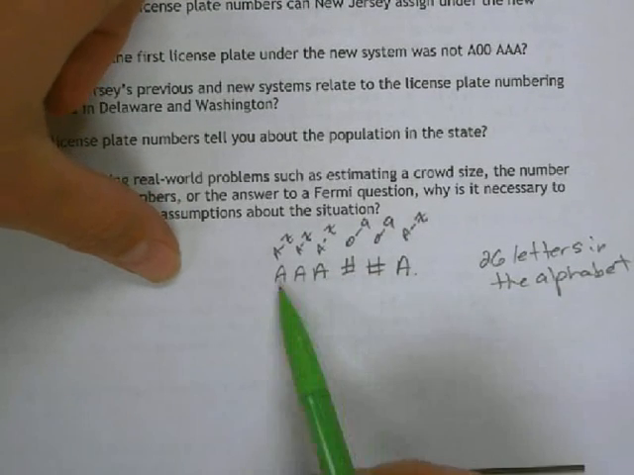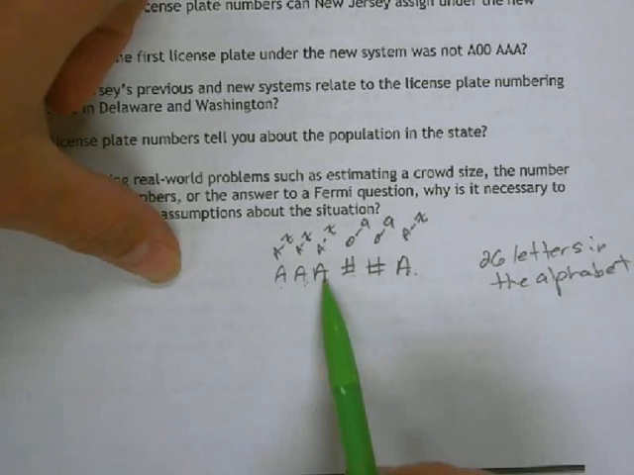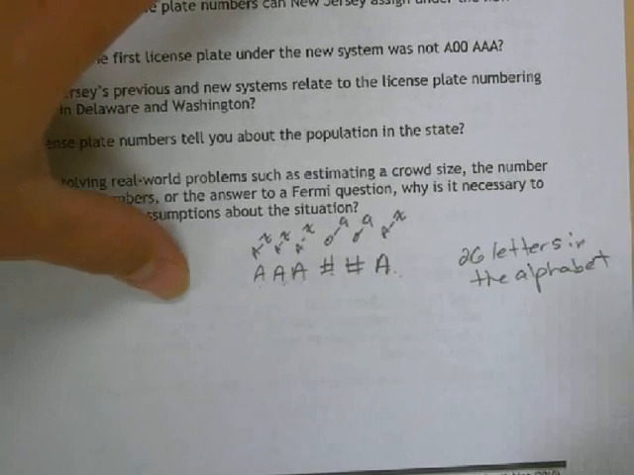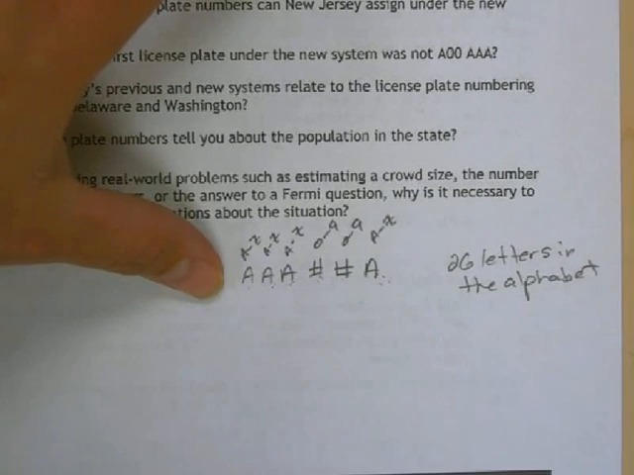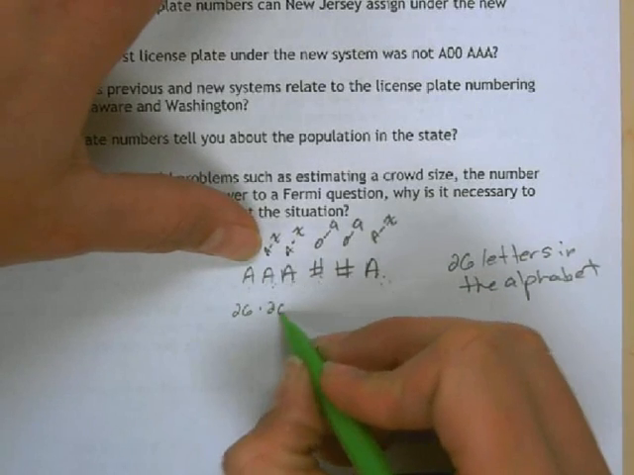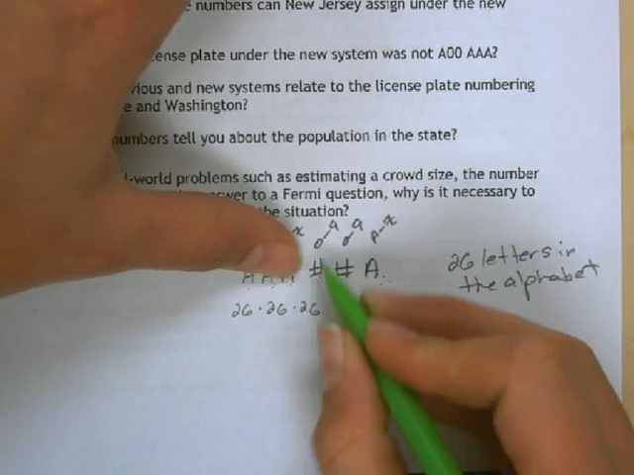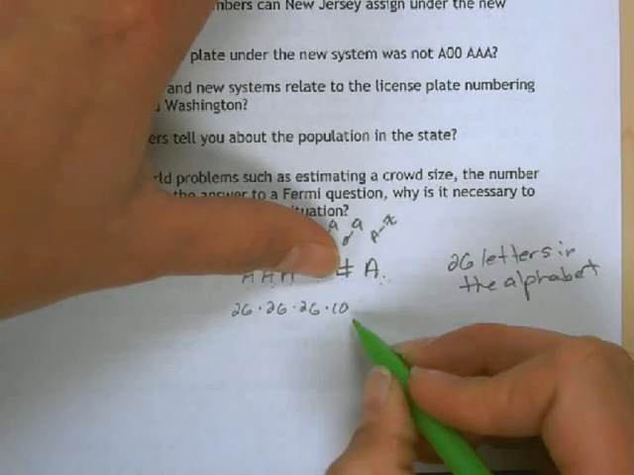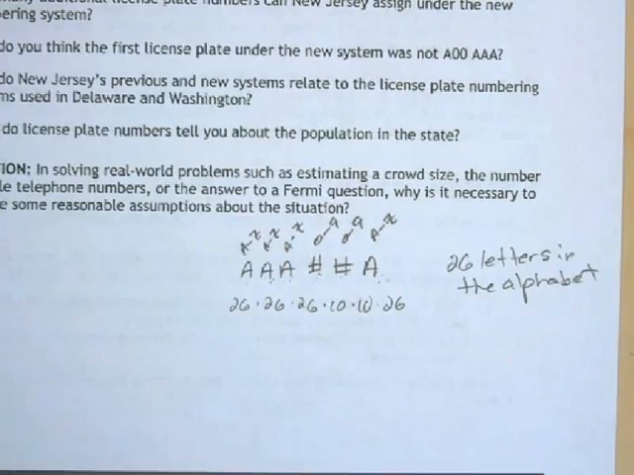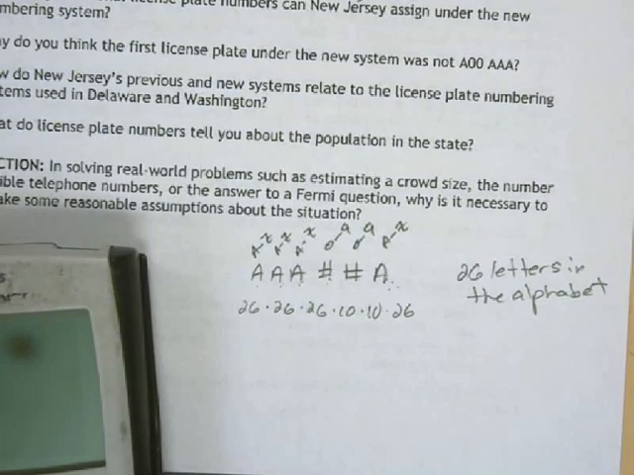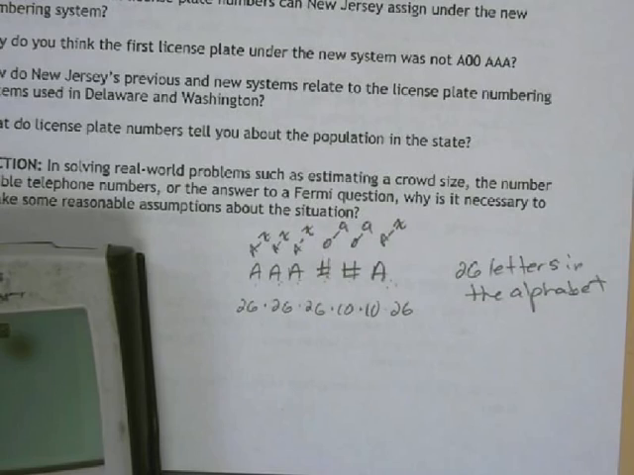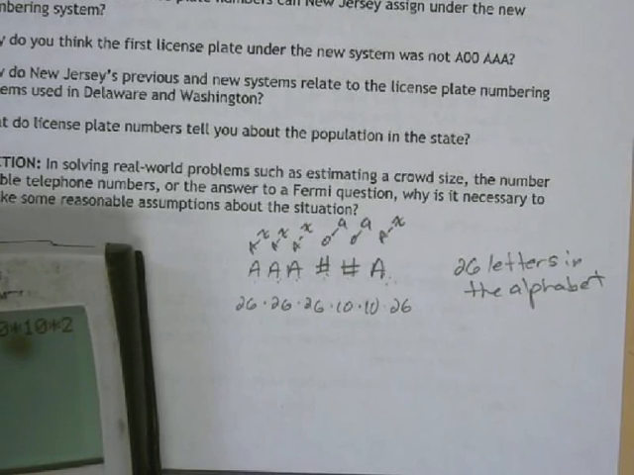And then AAA00B, AAA00C, right? So on and so forth all the way down. So the fundamental counting principle says find the number of outcomes for each one, and then multiply it all out. So A to Z is 26, A to Z is 26, A to Z is 26, 0 to 9 is 10, 0 to 9 is 10, A to Z is 26. Multiply all that out, and that gives you your final answer. So 26 times 26 times 26 times 10 times 10 times 26.